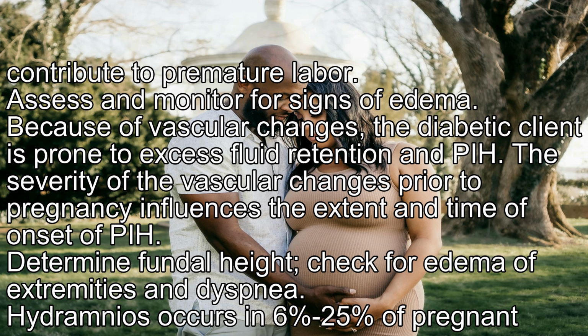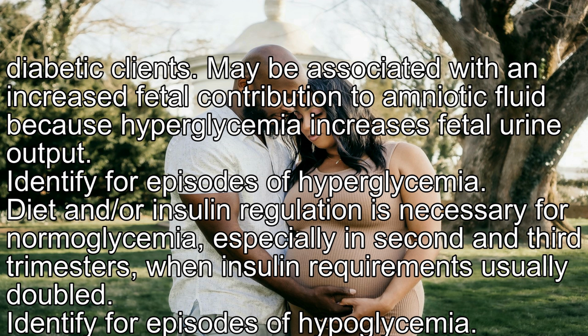Determine fundal height, check for edema of extremities and dyspnea. Hydramnios occurs in 6%-25% of pregnant diabetic clients. May be associated with an increased fetal contribution to amniotic fluid because hyperglycemia increases fetal urine output. Identify episodes of hyperglycemia. Diet and/or insulin regulation is necessary for normoglycemia, especially in second and third trimesters, when insulin requirements are usually doubled.